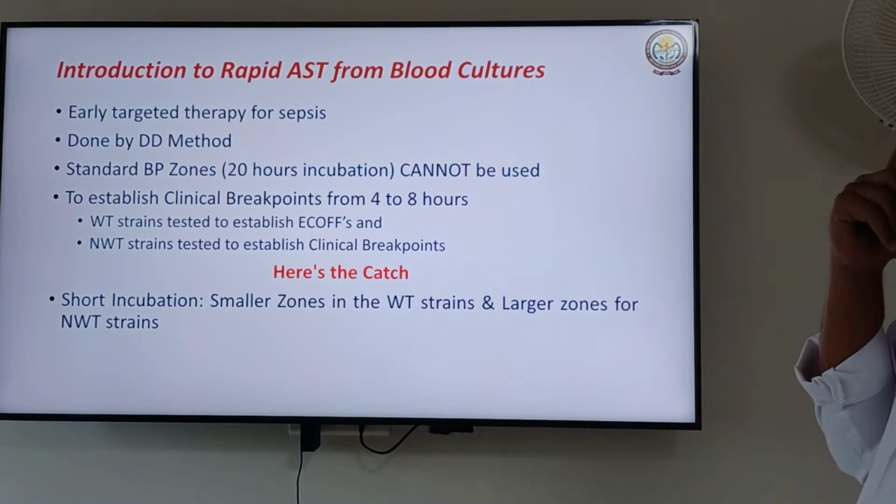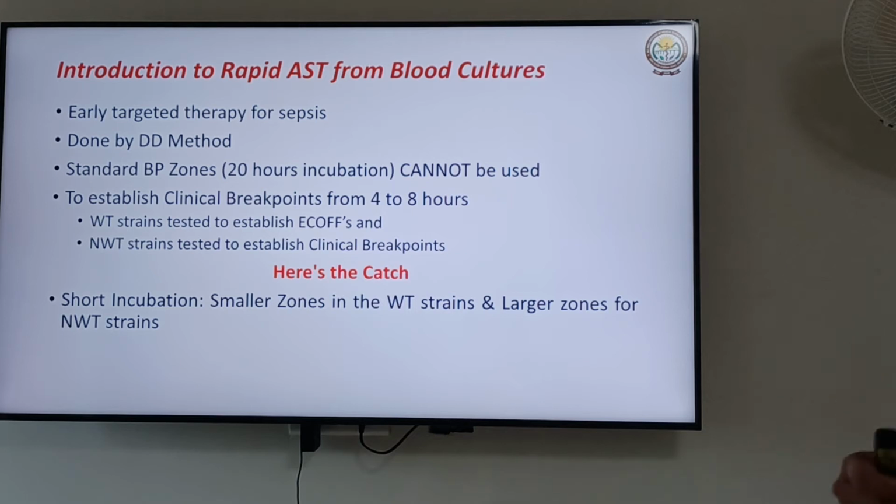Introduction to the rapid AST from blood culture method. So the main purpose is for early targeted therapy for sepsis. It is normally done by the disk diffusion method. The standard breakpoint zones we take for 20 hours cannot be extrapolated over here.